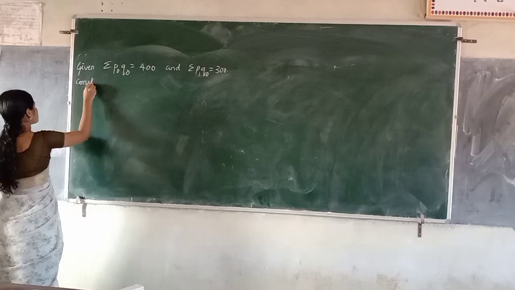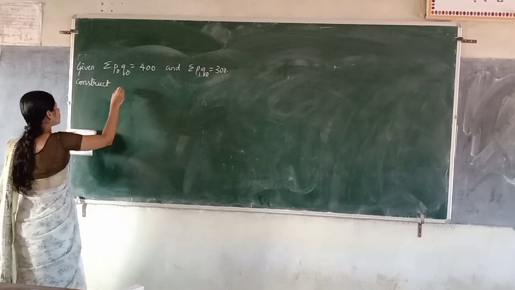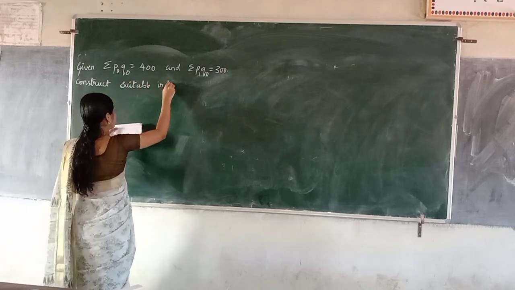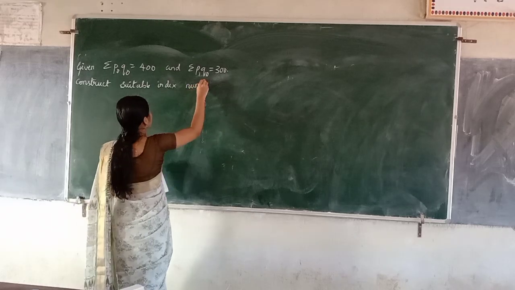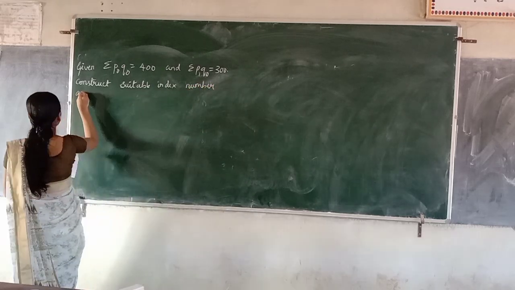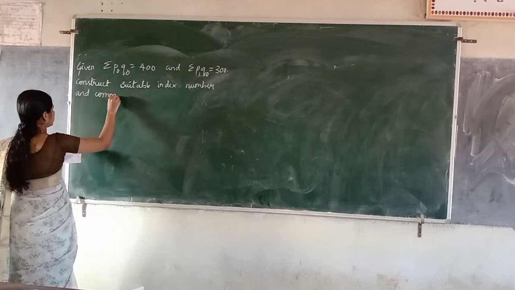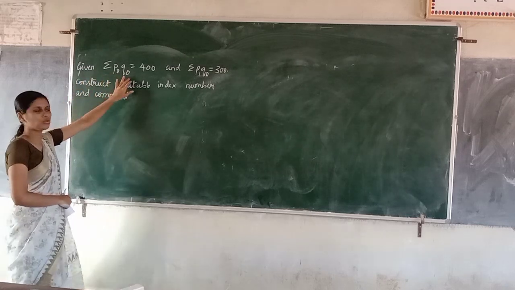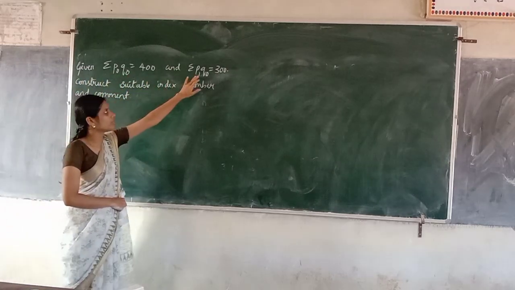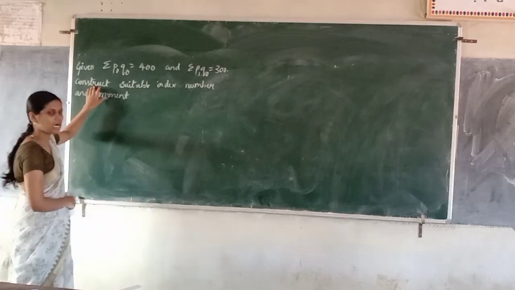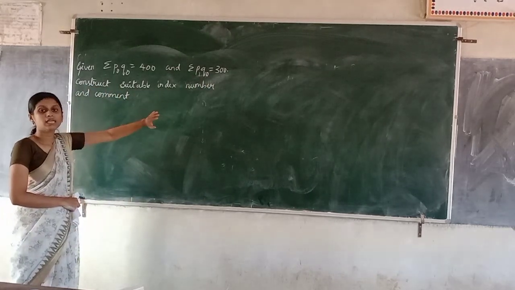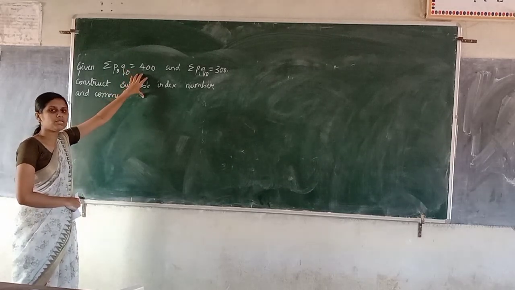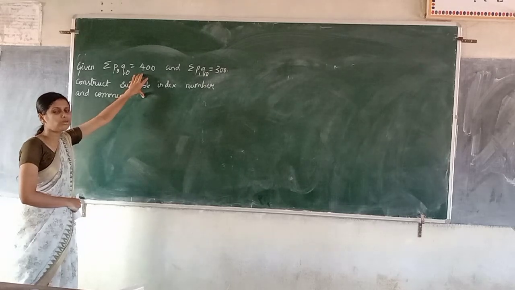Construct a suitable index number and comment. So this is the question. They have given summation P0 Q0 is equal to 400 and summation P1 Q0 is equal to 300, and we are asked to construct a suitable index number. They have not specified which index number to calculate, but they have given the information. So with the help of given information, we are going to identify which index number to calculate.